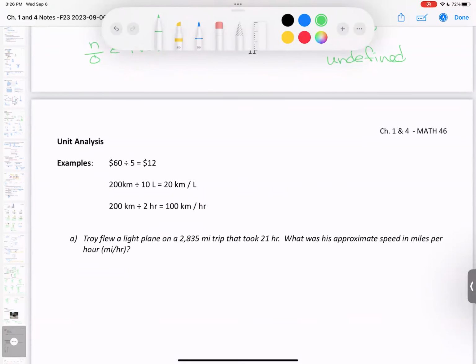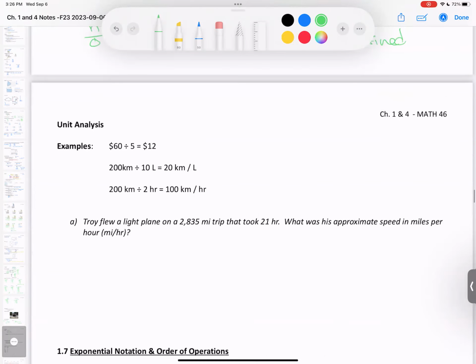Okay, last part of today is just talking about some unit analysis, which is really a different form of division. So if you had $60 and you divided it into 5 groups, you would have $12 per group. So that dollar sign stayed with the problem. If you drove 200 kilometers and used 10 liters of gas, then your mileage is 20 kilometers per liter of gas. So once again, those units stay in here.